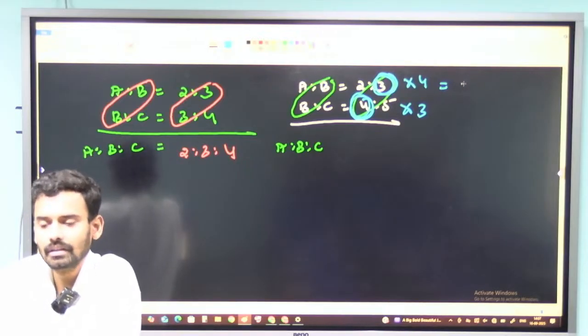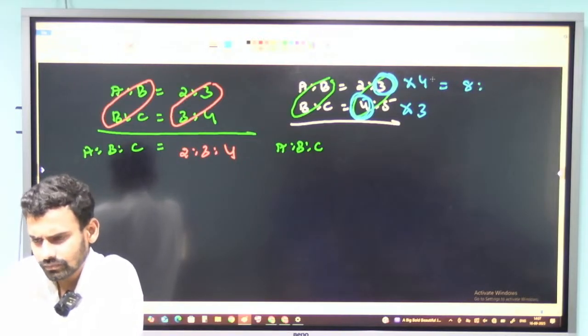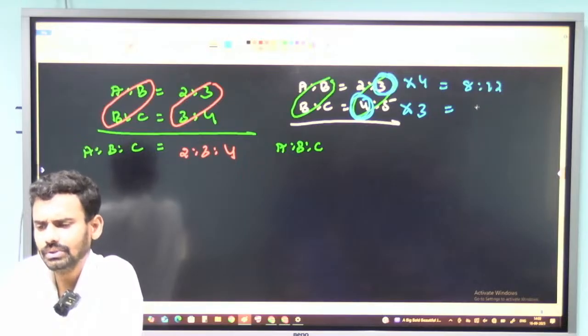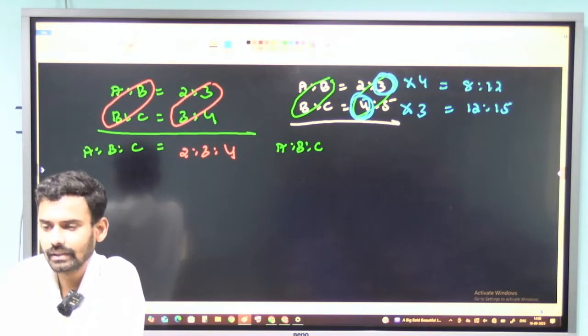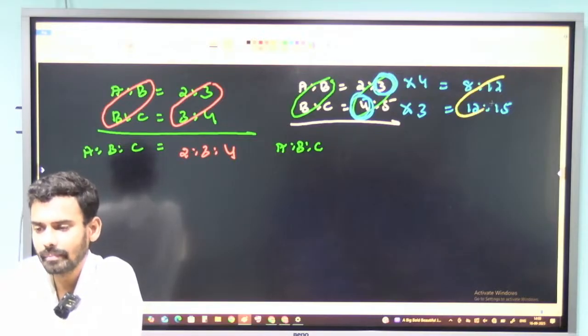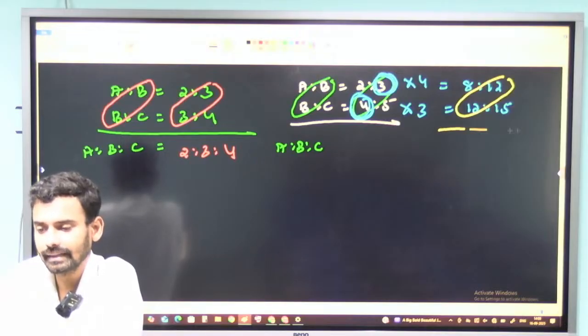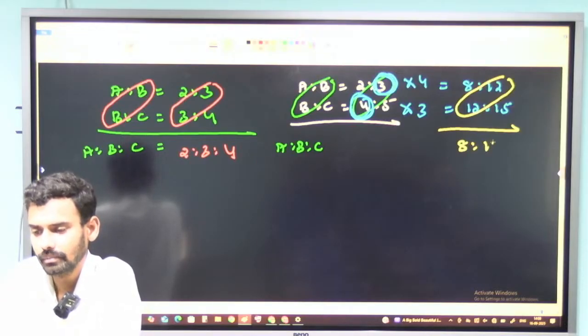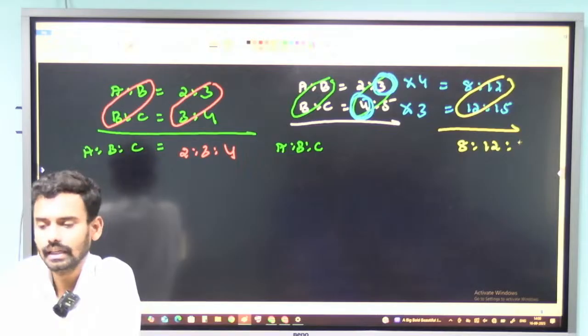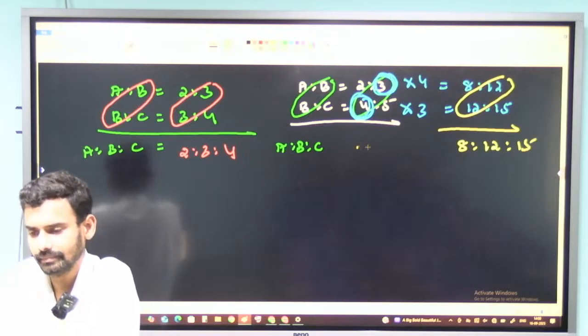Now A is to B will be 8 is to 12 and here B is to C will be 12 is to 15. Now if we observe, this quantity that is B is common, and it is already equal now. So now I can merge the ratio as A is to B is to C is equal to 8 is to 12 is to 15.